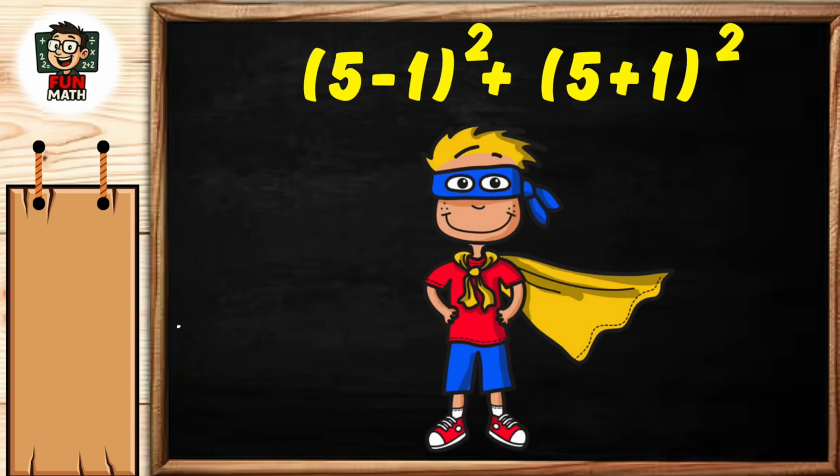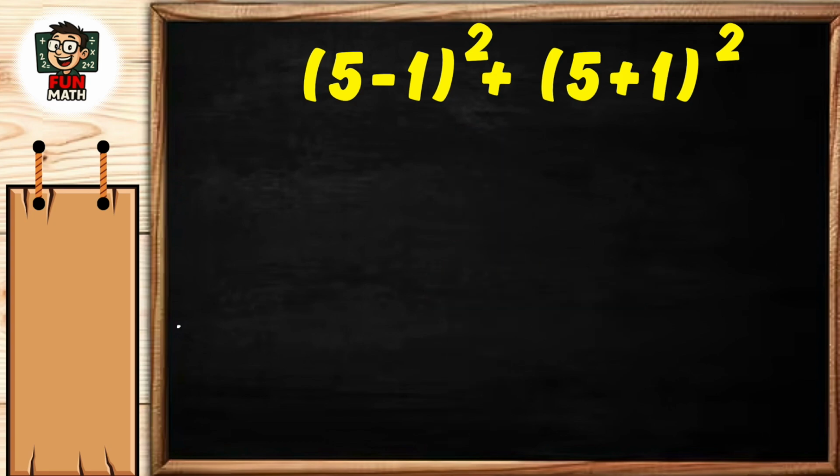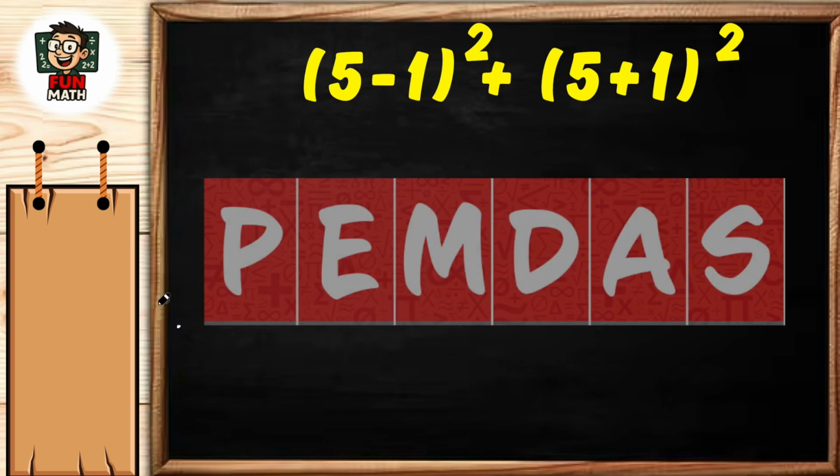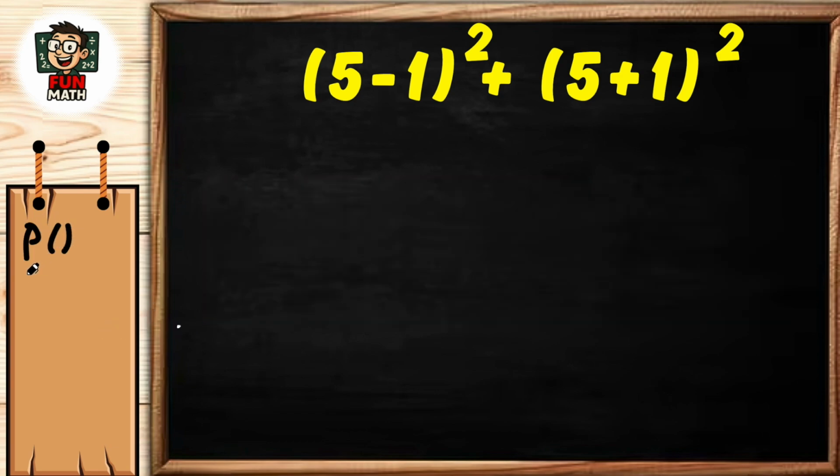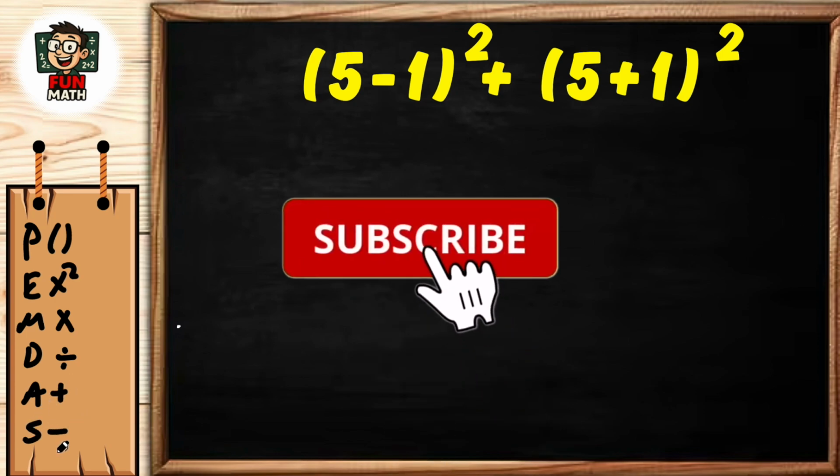Let's take a quick look at our question. You must know the rules of order of operations. We'll code this as PEMDAS. P stands for parentheses, E stands for exponent, M stands for multiplication, D stands for division, A stands for addition, S stands for subtraction.